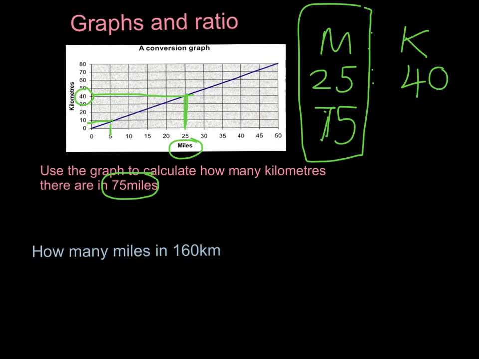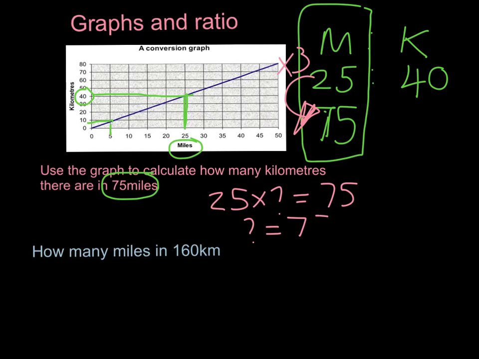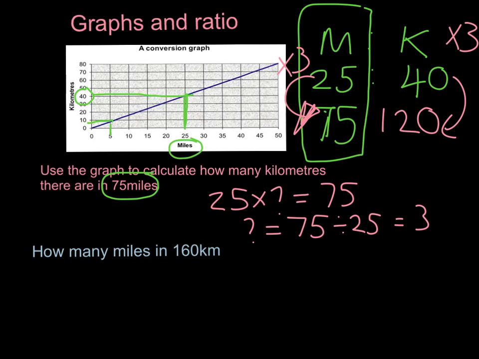Now, using equivalent ratios, how do you get from 25 to 75? Times by 3. If you weren't sure, 25 times something equals 75. Grab your calculator, do the inverse operation: 75 divided by 25 equals 3. So times by 3. Remember, for equivalent ratios you must do the same to both sides, so times the 40 by 3, and that's going to give you 120. So the answer to this question is 120 kilometres.